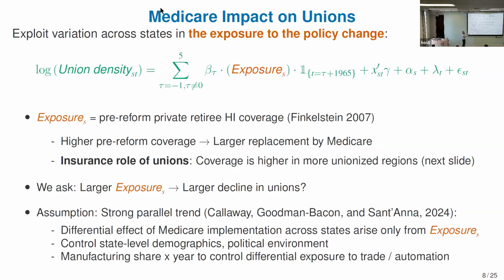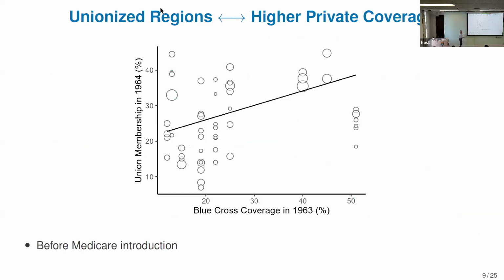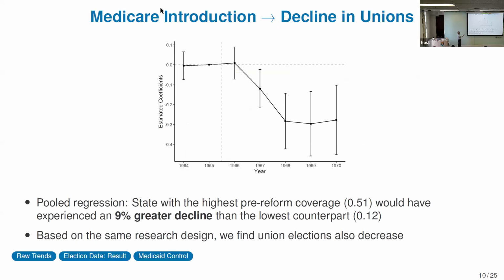pre-1965 retiree health insurance rate. That's the exposure. If a state has a very high pre-1965 retiree health insurance rate, that is diluted by the Medicare introduction more than in a state where almost no one is getting retiree health insurance. So the prediction is larger exposure, as measured by pre-1965 private retiree health insurance coverage, which varies across states. Do we see a larger decline of unions in such states? And we find that. In states with higher exposure, higher pre-1965 retiree health insurance coverage, these states experience a much larger decline of unions, right?